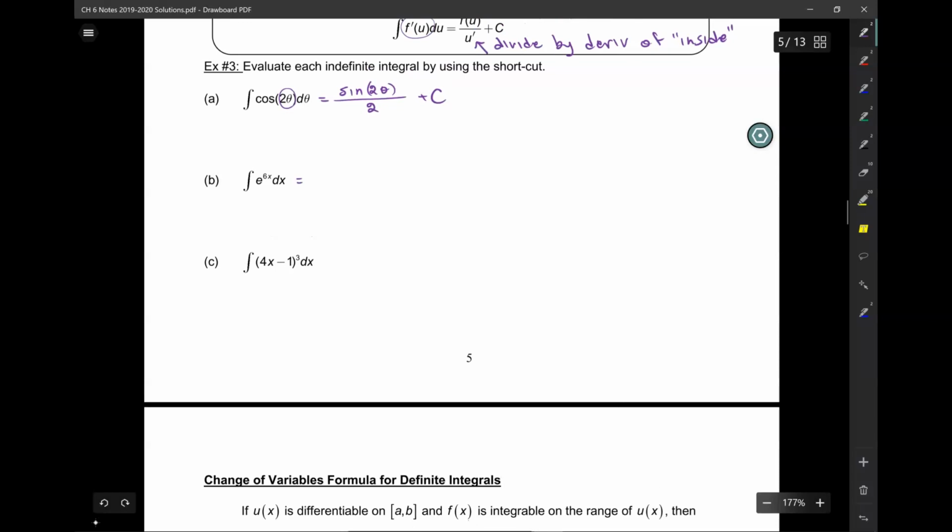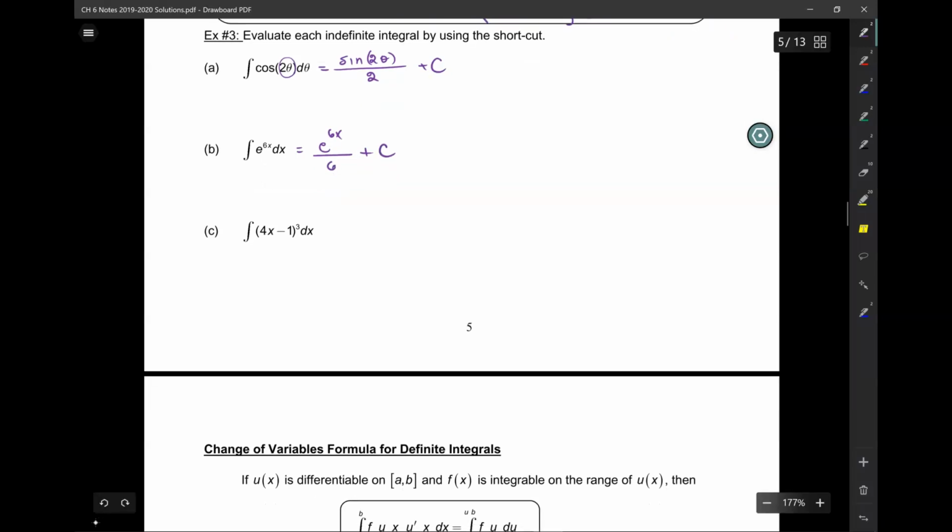Same thing here. u would have been 6x, the derivative of which is a constant. So now you say, okay, integral of e to the 6x is e to the 6x, but divide by the derivative of 6x, which is 6, plus c.